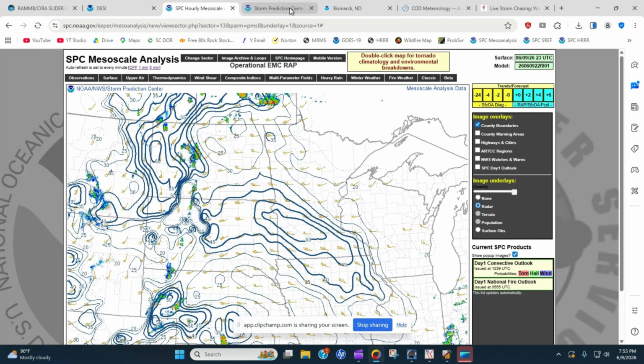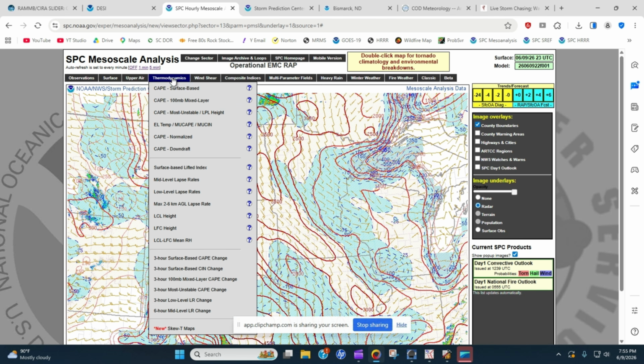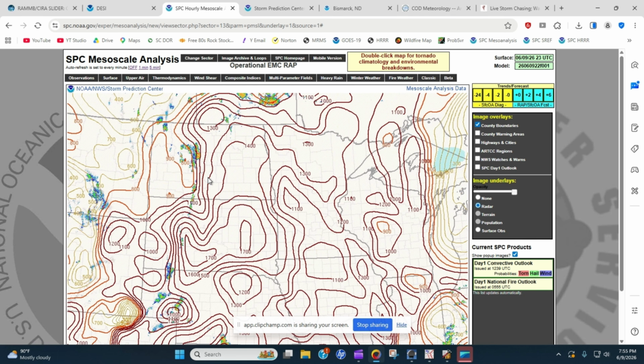Taking a look at the latest meso-analysis, your mean layer CAPEs, mixed layer CAPEs, are around 3,500. Those values are considered very strong, with DCAPE values 1,000 to 1,400 across this area. And high DCAPE values correspond to the potential for strong damaging wind gusts.